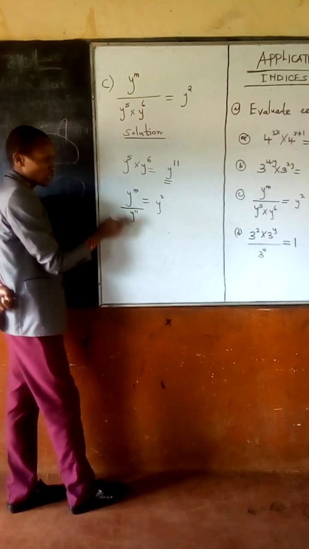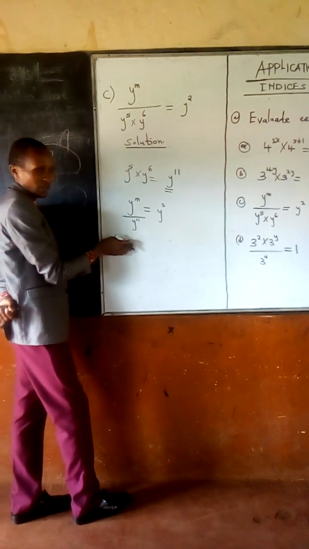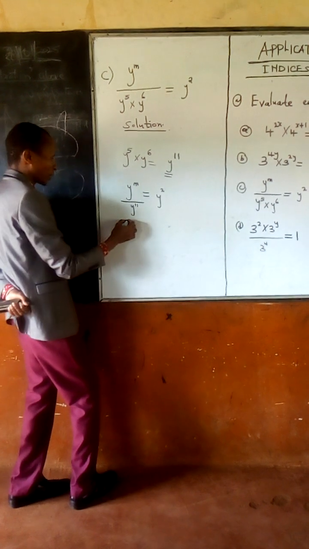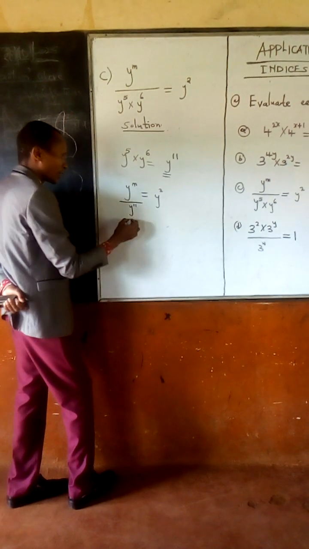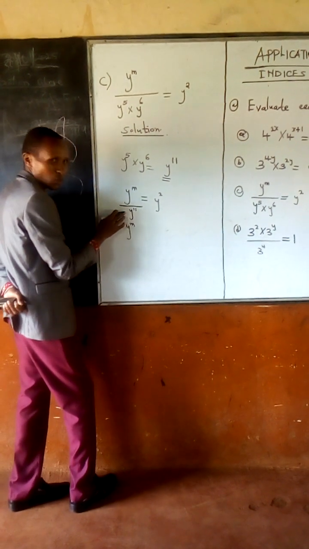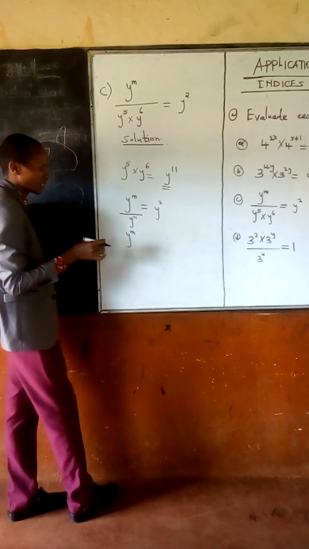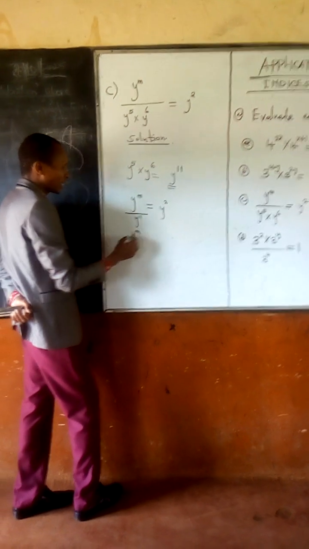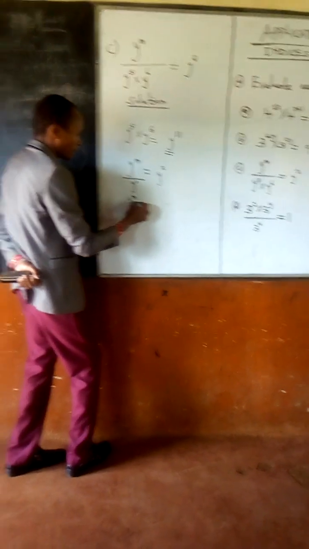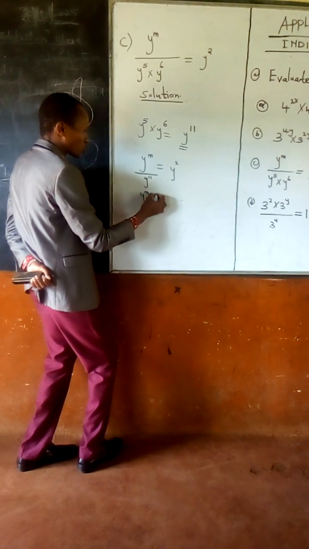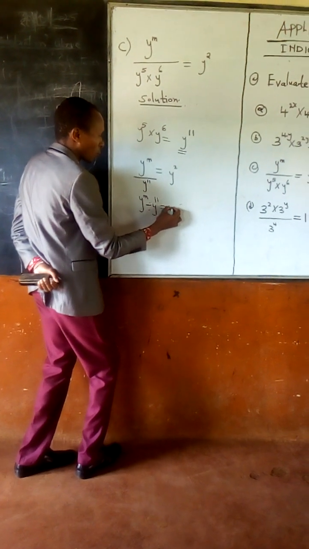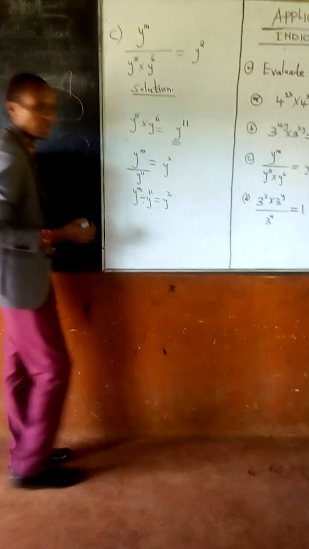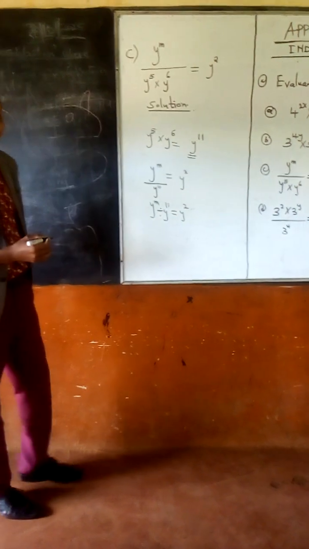Now, this is division, class. We can as well express it this way. We can say y raised to m, because it is division. When we say all over, it means it is division. So you can say y raised to m divided by y raised to 11 is equals to y raised to 2. That is how you can express it.